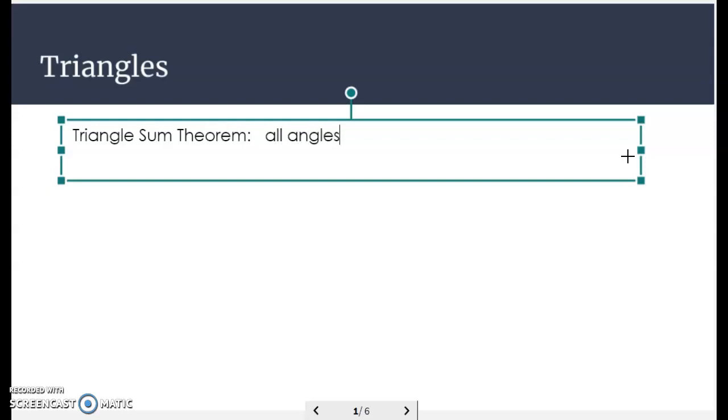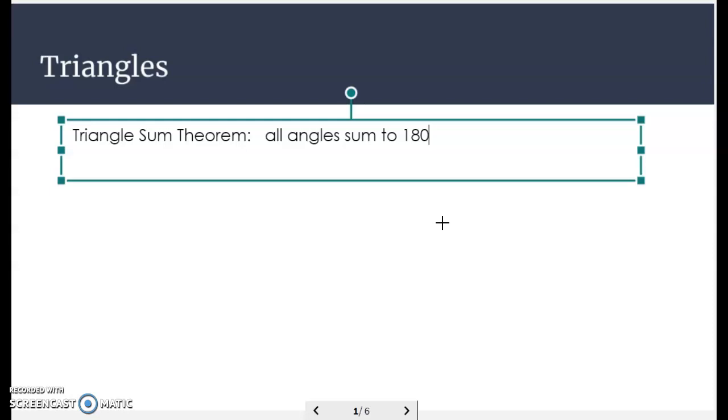And the Triangle Sum Theorem says all angles of a triangle sum to 180. That's important to know, especially when solving triangles. Maybe they give you two of the angles and you've got to figure out a third. Well, if you know two of the angles, you can always figure out the third angle by simply subtracting the two known angles from 180, because all angles of a triangle have to add up to 180.